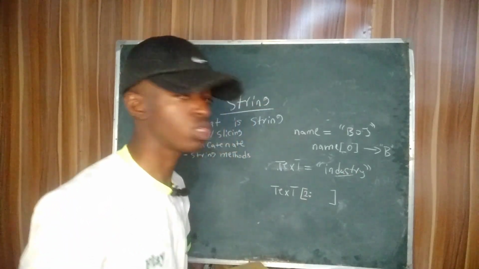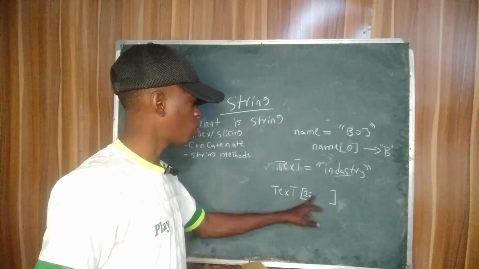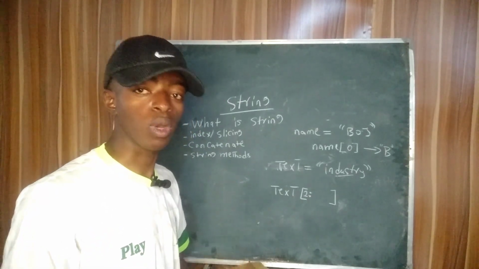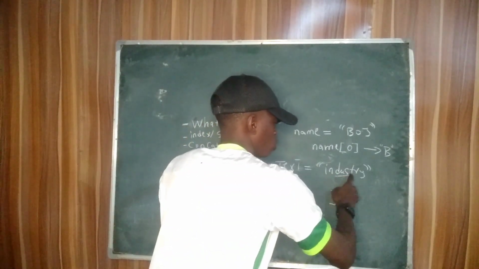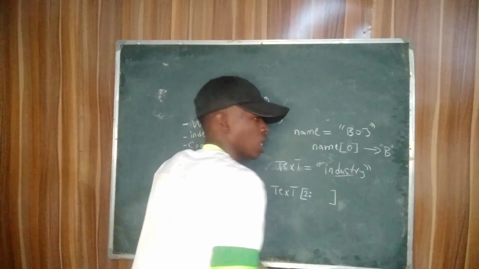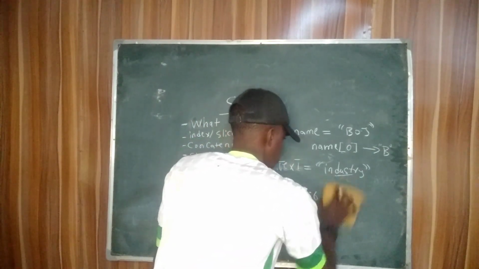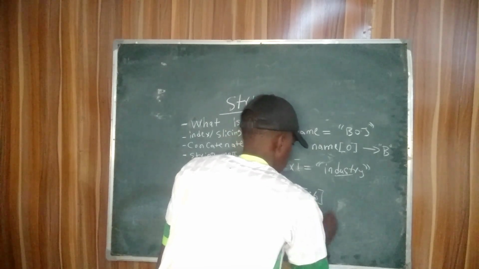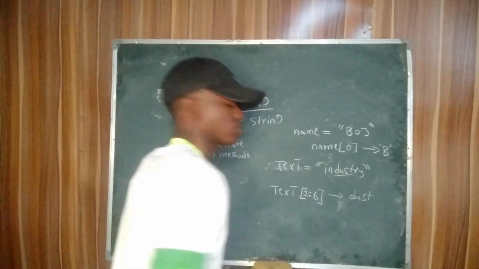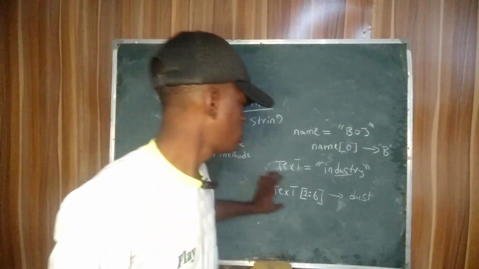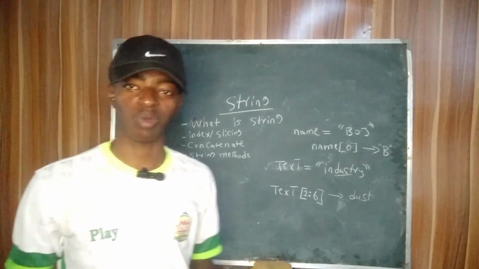The second thing I'm going to put is the amount of characters I want my computer to take. So since, to be able to take dust, we have to take 6 characters, I'm going to put 6 here. So by putting 6, we're going to end up with dust. So this is what slicing is, and this is how slicing works. I hope we understand what slicing is.